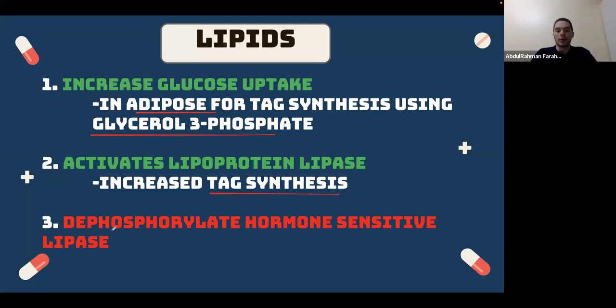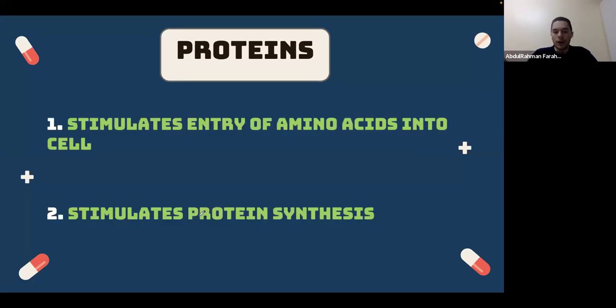The last thing would be the dephosphorylation of the hormone-sensitive lipase, which is an enzyme inside the cells that breaks down fatty acids. Otherwise it would be increasing the amount of fatty acids, and you don't want that. You want anabolism, not catabolism. Now, for proteins, again, it's really simple. There will be increased uptake of amino acids, and there will be protein synthesis.